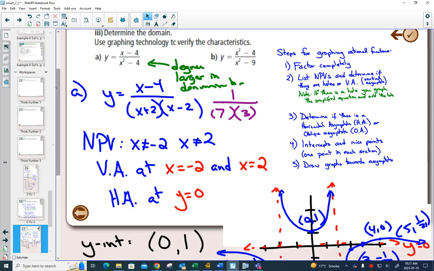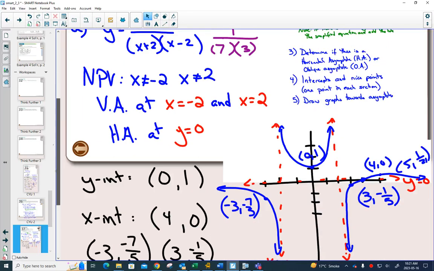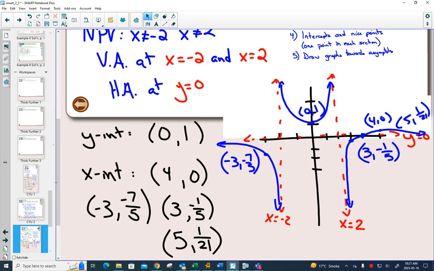Then, intercepts and nice points. Find as many points as you need to be able to graph it towards the asymptotes. In this example, we needed to find an additional 3 points to get a sense of what was going on. Sometimes you don't need to find any extra points. Okay, but every graph has a little bit of a different look, which means you need lots of practice, but the idea and the steps of every graph is the same.